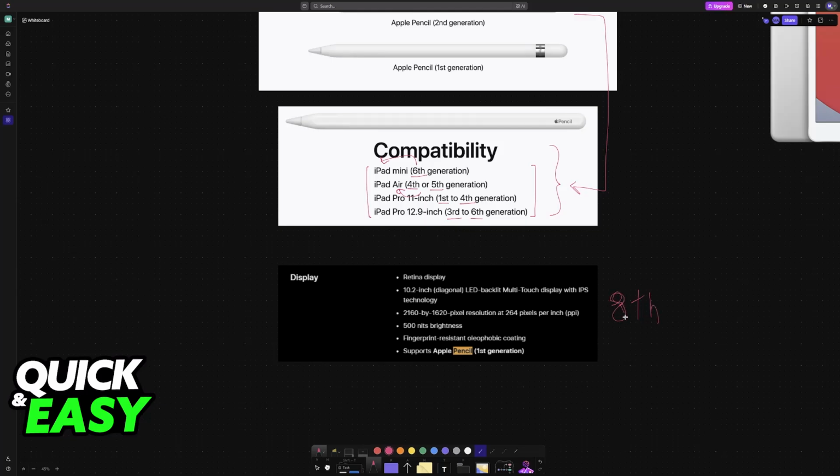And the final answer can be found on the official page for the 8th gen iPad. If you go over to the official page with the specs and you look under display, you will see the confirmation here. It only supports Apple Pencils from the first generation. So the answer to the question in the title of this video is that you cannot connect an Apple Pencil 2 to an iPad 8th gen.